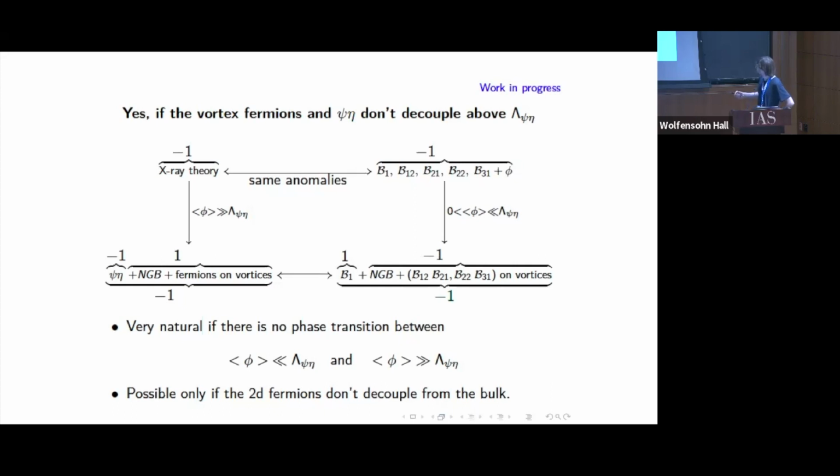However, it's possible only if the fermions on the vortices do not decouple from the bulk. Otherwise, you should match the bulk with the bulk and the vortex with the vortex.